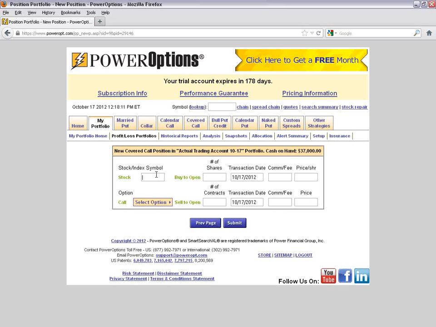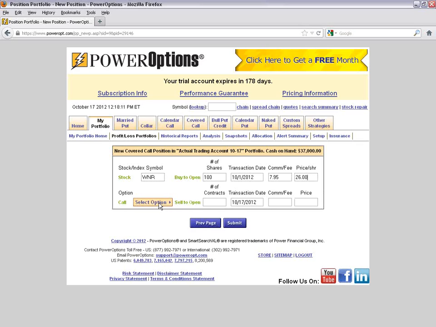Let's enter a covered call with stock WNR, and we'll just put in 100 shares. And I'm going to change my transaction date. I'm going to simulate opening this position. I know what's in my portfolio at my brokerage account, so I know I open this position at 10-1. We put in a commission fee of, let's say, $7.95 for the stock, and let's say we paid $26 for the stock on October 1st.